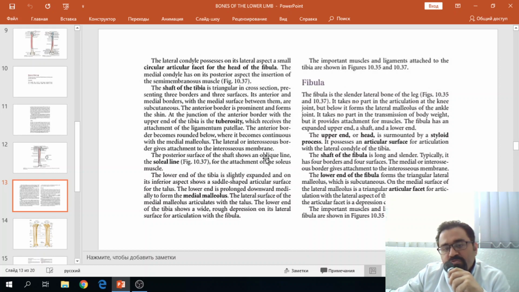The posterior surface of the shaft shows an oblique line, the soleal line. In the femur we have the linea aspera, and in the tibia we have the soleal line for the attachment of the soleus muscle. The lower end of the tibia is slightly expanded and on its inferior aspect shows a saddle-shaped articular surface for the talus. The lower end is prolonged downwards medially to form the medial malleolus. The lateral surface of the medial malleolus articulates with the talus. The lower end of the tibia shows a wide, rough depression on its lateral surface for the articulation of the fibula.